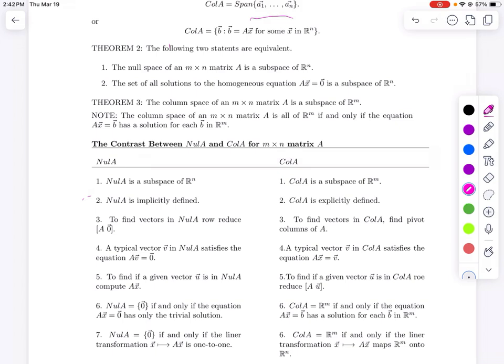But a typical vector V in the column space of A satisfies the equation Ax equals B. As we said, the column space consists of vectors which can be written as a linear combination of the columns of A. Number 5, okay, we are done with number 5, sorry.